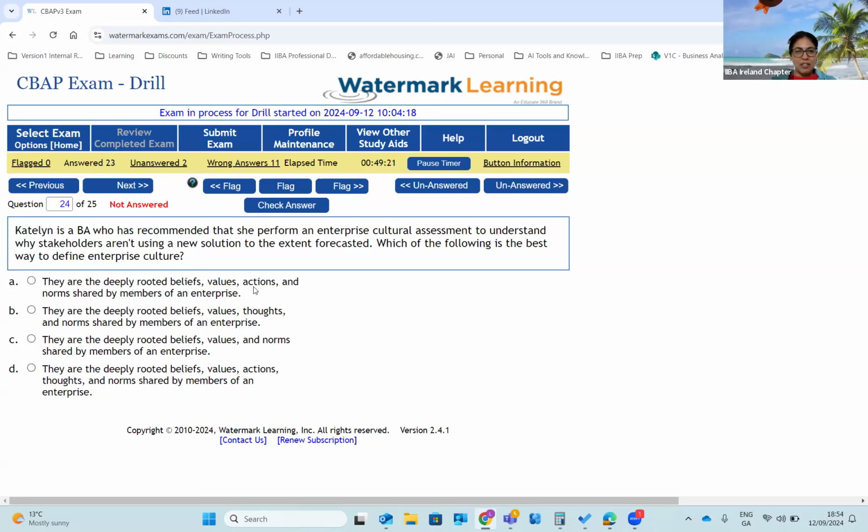Almost similar, just a word or two of difference. So here it says beliefs, values, actions, and norms. Beliefs, values, thoughts, and norms. Beliefs, values, norms. And here it's everything: beliefs, values, actions, thoughts, and norms.